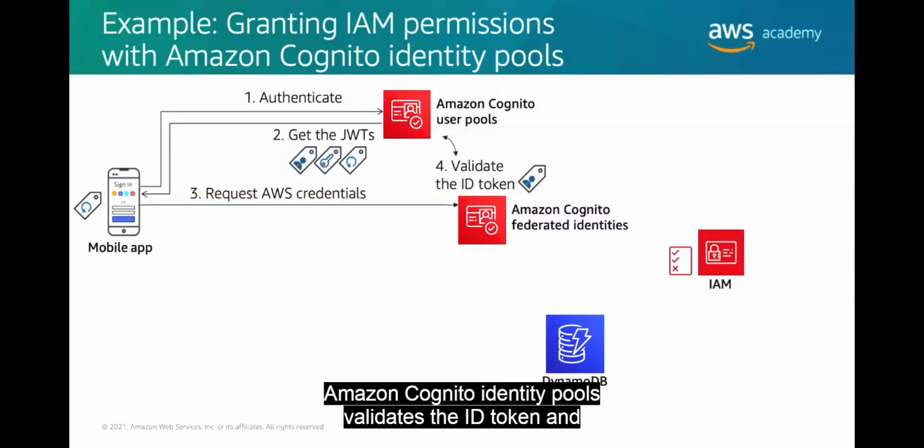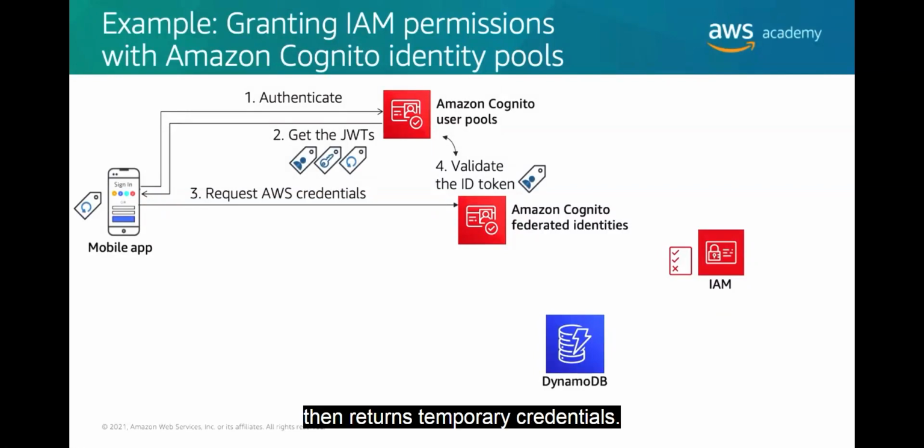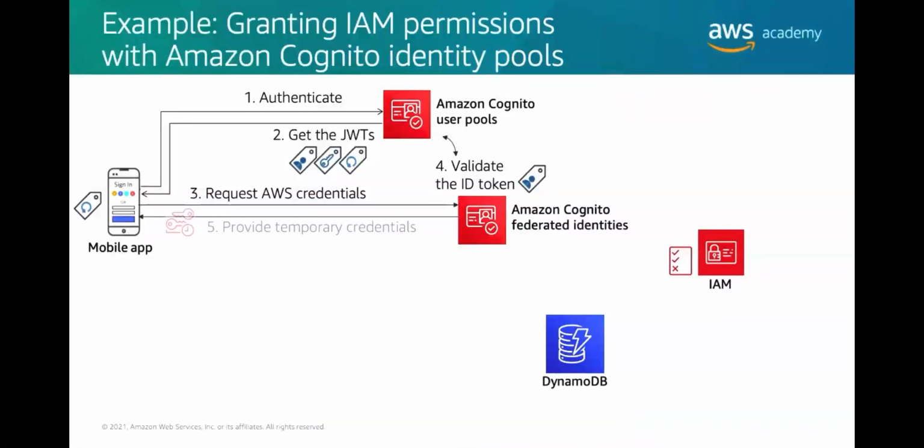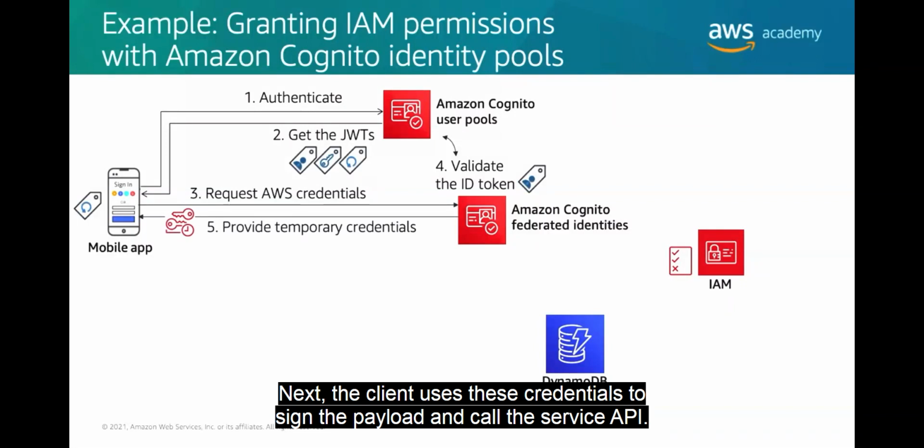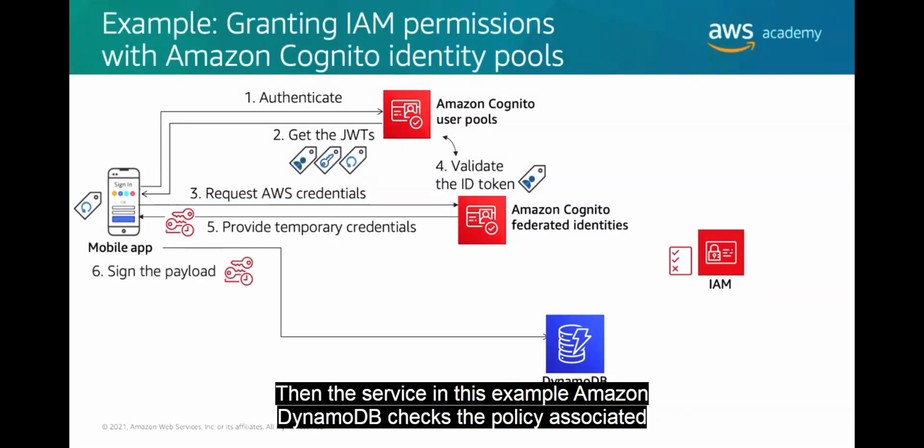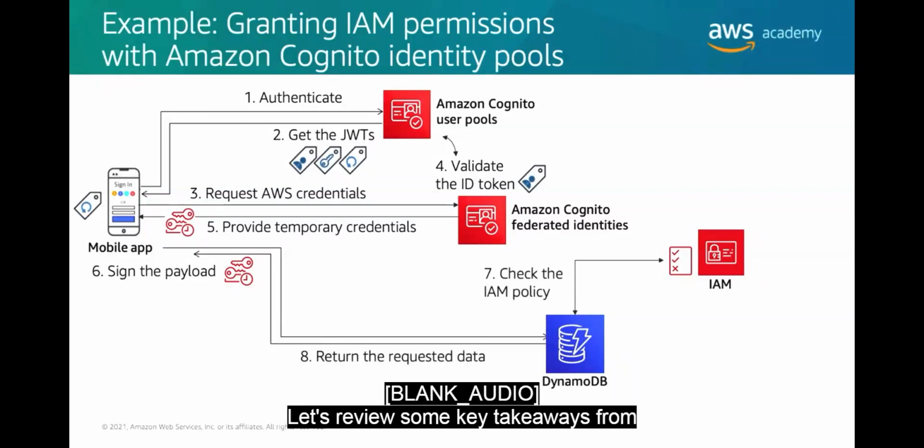Amazon Cognito identity pools validates the ID token and then returns temporary credentials. Next, the client uses these credentials to sign the payload and call the service API. Then, the service, in this example Amazon DynamoDB, checks the policy associated with the temporary credentials and allows the actions that the policy provides.